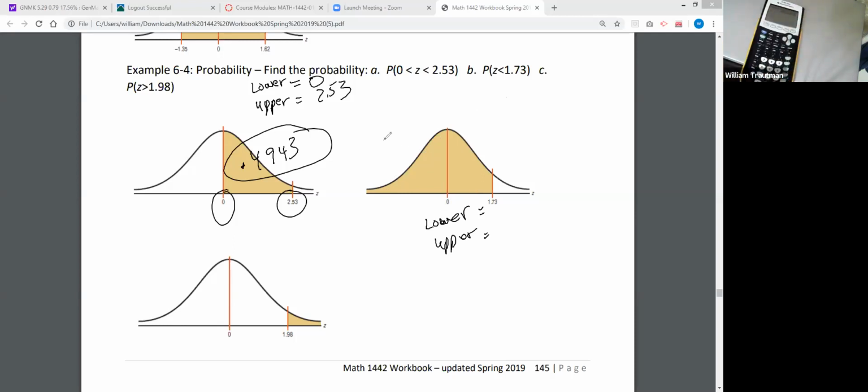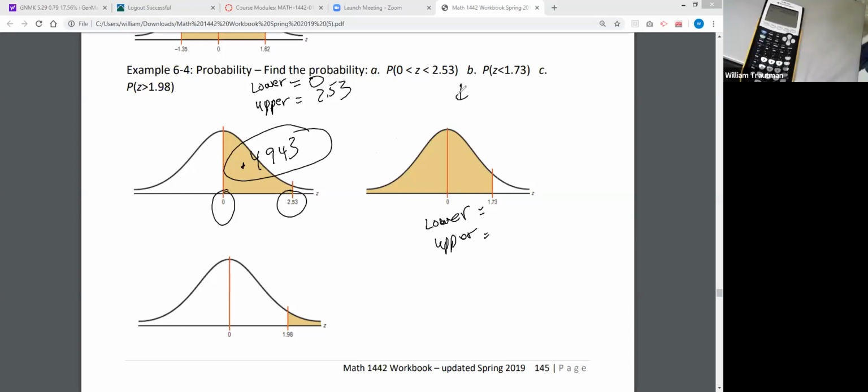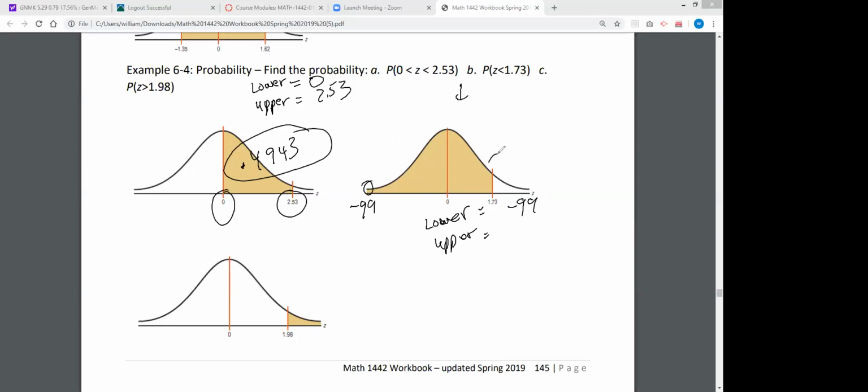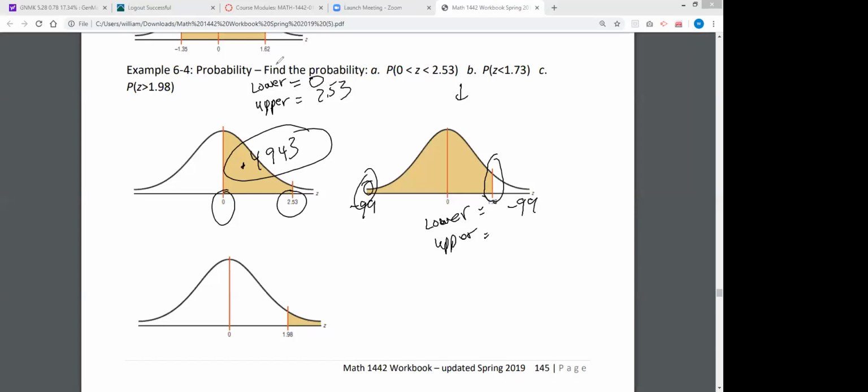My lower for this one. Okay, somebody who hasn't said anything yet for lower or upper, because I think only one person has been answering. What number do I put for lower? 0. For this one, it's not 0. Negative 99. Yes, do you see way over here, the far left that's shaded in? 0 is marked. They're just showing you that this is the middle. But the far left that's shaded in is negative 99. And then the far right that's shaded in is 1.73, yes.